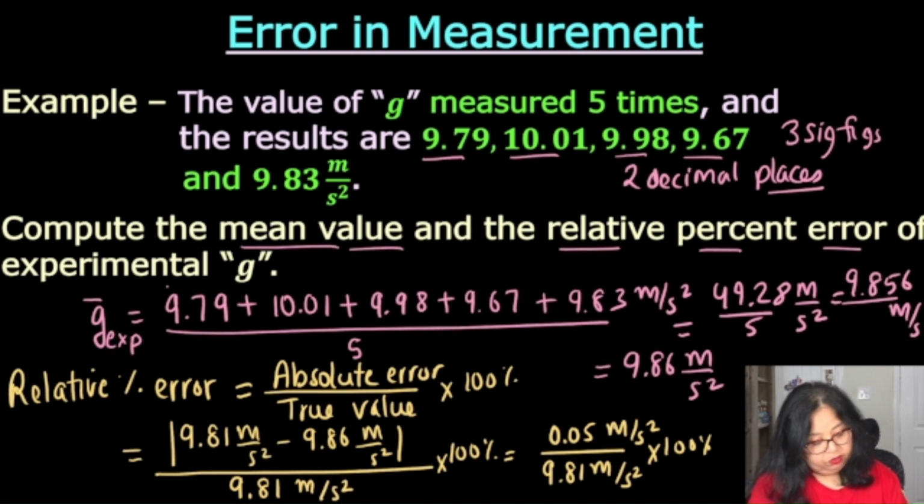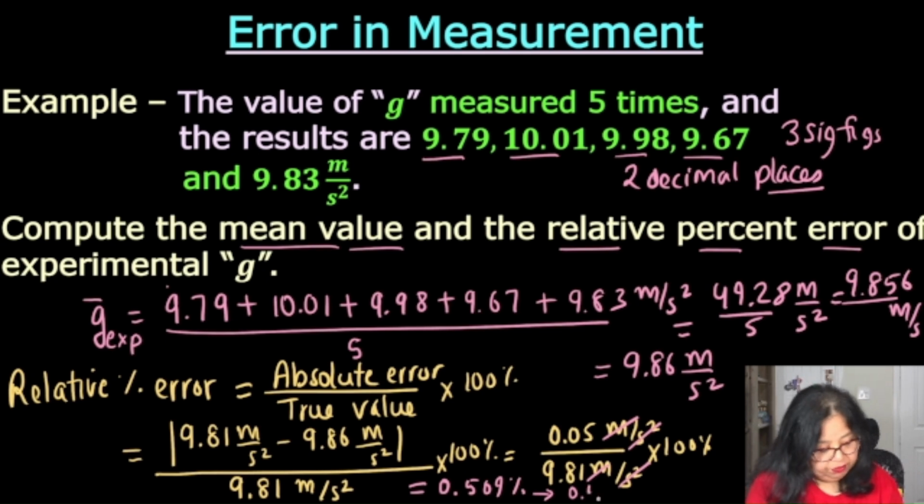So what happens to the units? The units meters cancels meters, second square cancels out. Our answer is going to be 0.05 divided by 9.81 times 100 gives us 0.509%, which can be rounded off to, if you want 2 sig fig, 0.51%. If you want 1 sig fig, you can round it off to 0.5%.